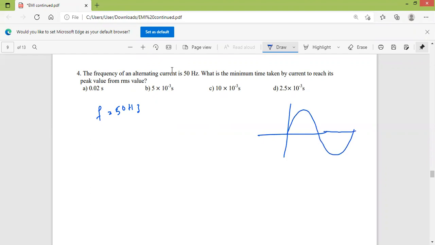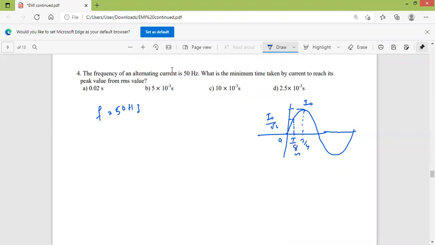Sine wave. This is the current I₀, and this is the RMS value. I will write the RMS value: how much? I₀ by root 2, and this is the peak value I₀. First you have to calculate this time, and this is T by 4. So from this diagram it is clear that this is 0, this is T by 4, and this is T by 8.